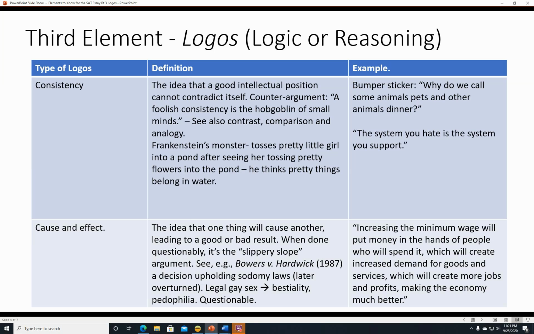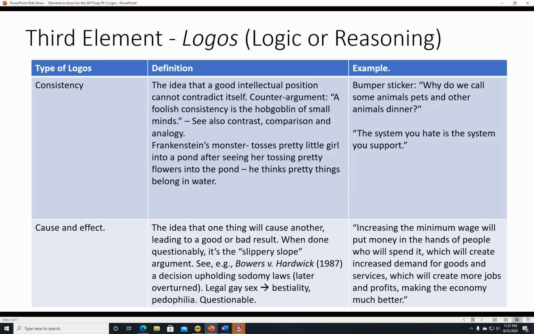Here we have, in a really old Frankenstein movie, Frankenstein's monster. It's not Dr. Frankenstein. Frankenstein was the doctor who created the monster. They just never gave what we call Frankenstein a name, so he just was Frankenstein's monster and people just called him Frankenstein. So he comes out, sees a pretty little girl who's throwing pretty flowers into a pond, and after he sees her doing that, he throws her into the pond because by his logic, oh, well, she was throwing pretty flowers into the water. It must be that pretty things belong in the water. She's pretty, so why don't I throw her in the water? And she doesn't know how to swim and drowns, so it's very sad.